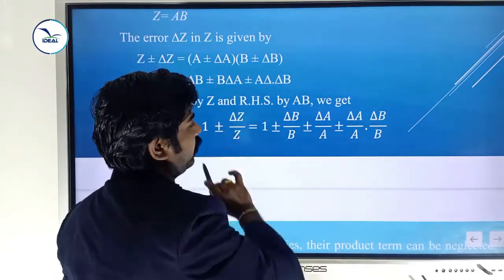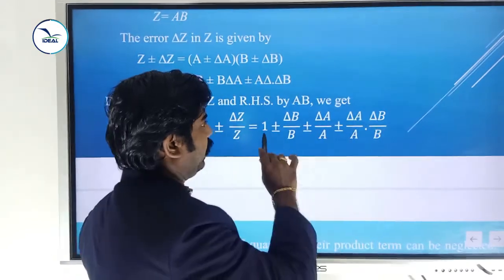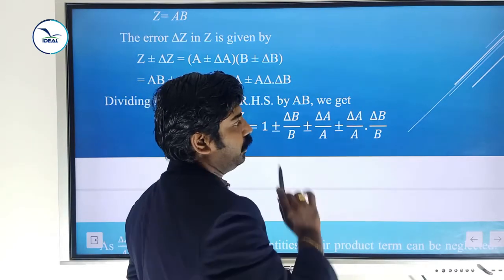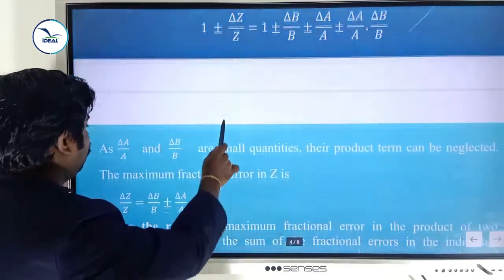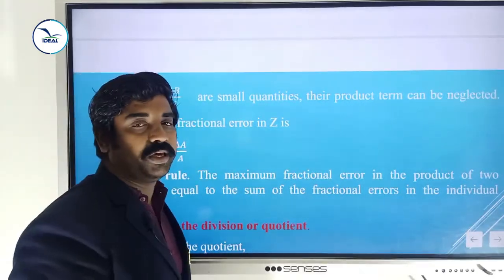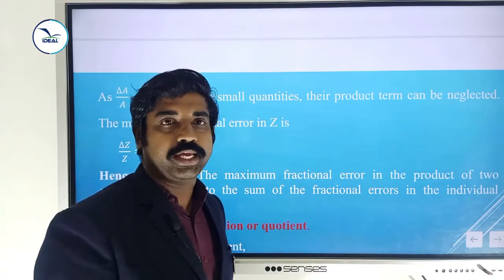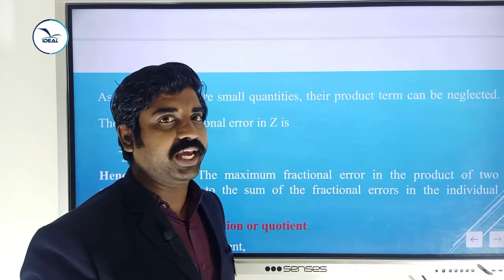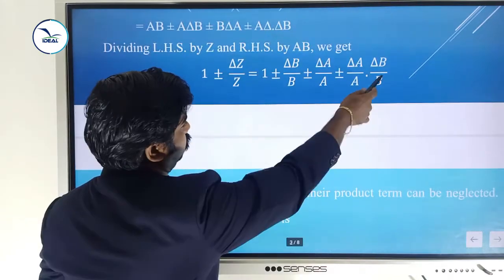Then B into delta A by AB, so that is delta A by A. Then delta A into delta B by AB, so that is delta A by A into delta B by B. Here we can consider that delta A by A and delta B by B are very small quantities, so their product can be neglected. That's also very small, so we are neglecting this term.